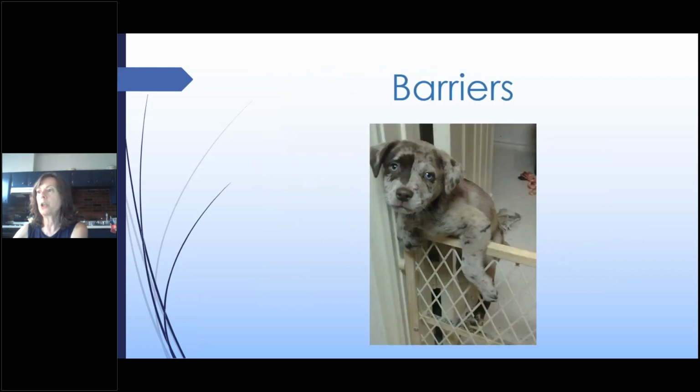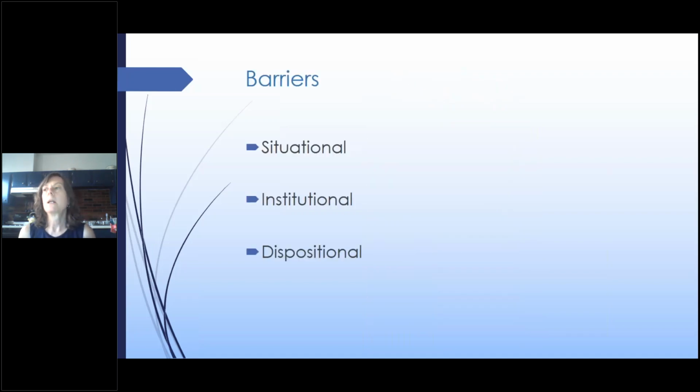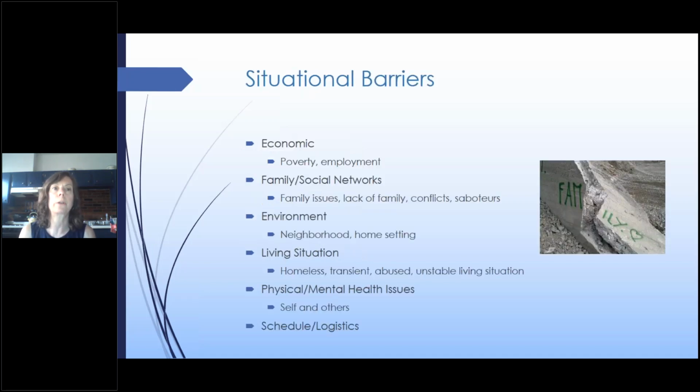So we're going to talk about barriers that our students face and the impact that they have on their ability to persist in their education pursuits. So there are three types of barriers. There's situational, there's institutional, and there's dispositional. And we're going to take a look at each one of those.